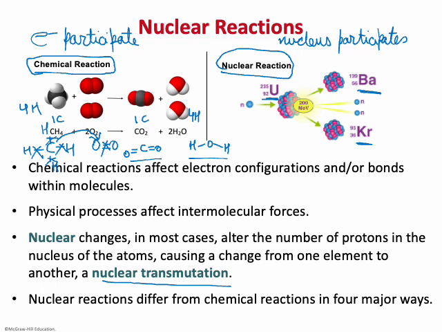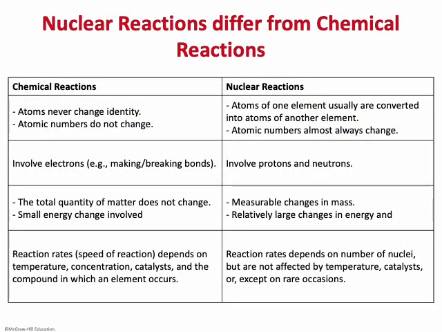Nuclear changes in most cases alter the number of protons in the nucleus of an atom, causing a change from one element to another, and that is called a nuclear reaction. So chemical reactions, only electrons. Nuclear reaction, protons and neutrons, meaning the nucleus. So nuclear reactions and chemical reactions are different from each other.